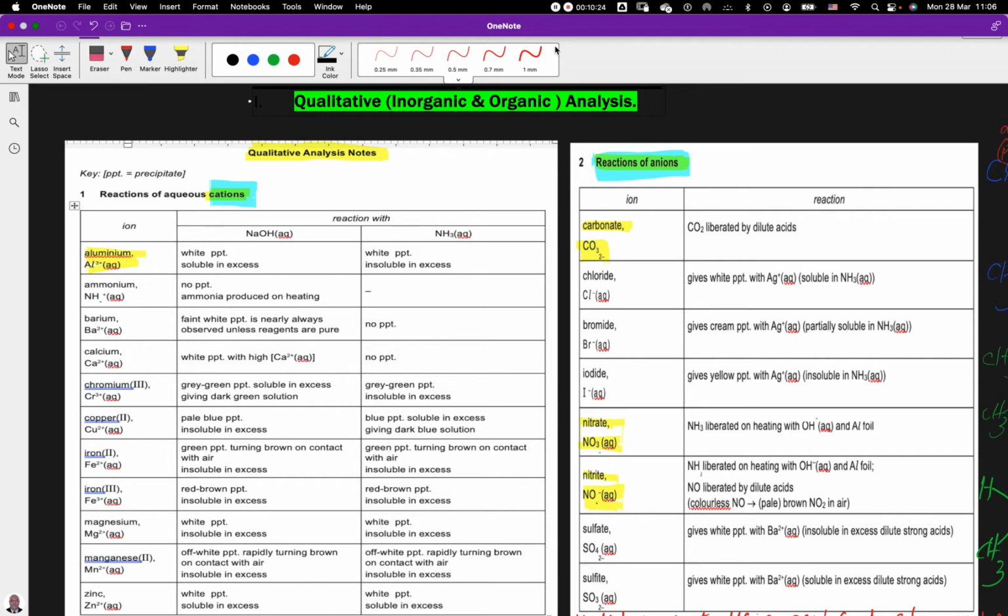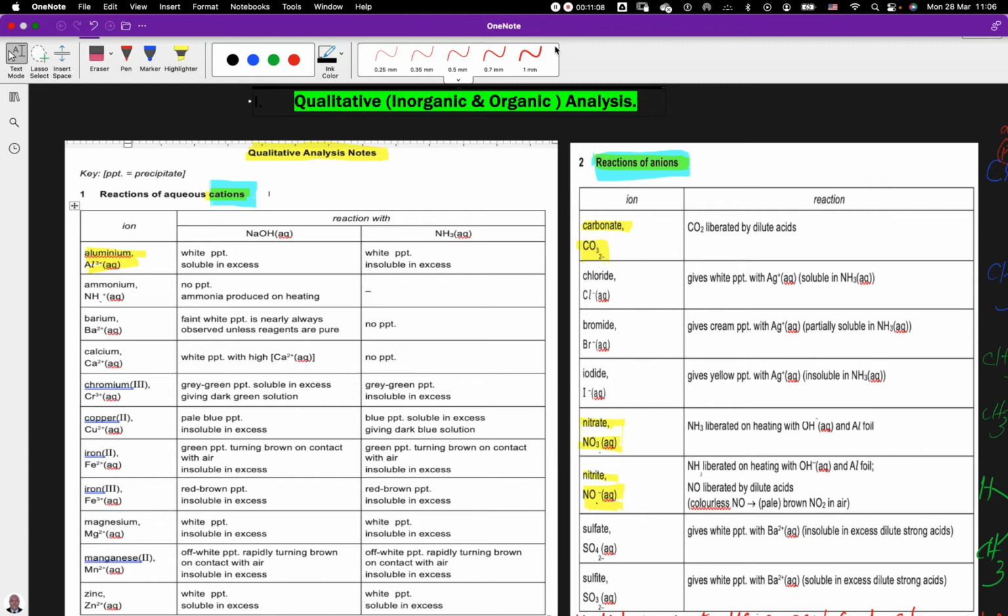You can go to sulfate too, and barium will also be used for the sulfate and the sulfite. Okay, besides all these polyatomic anions, we can now go to the halides. The halides are ions of the halogens. We cannot talk of fluorine because fluorine will not give precipitate. We will only be dealing with the chloride ion, the bromide ion, and the iodide ion.